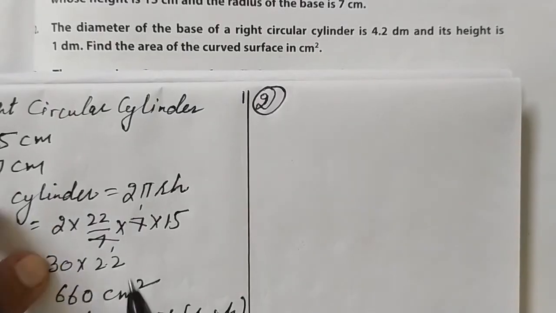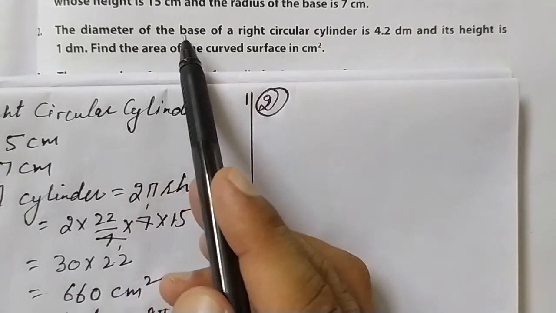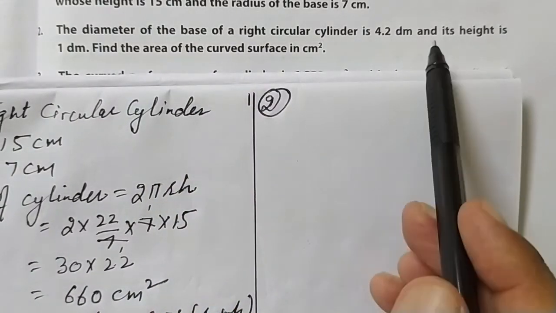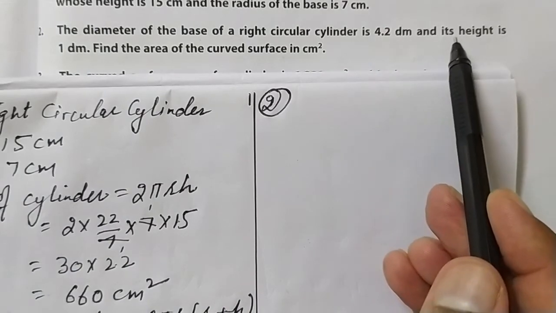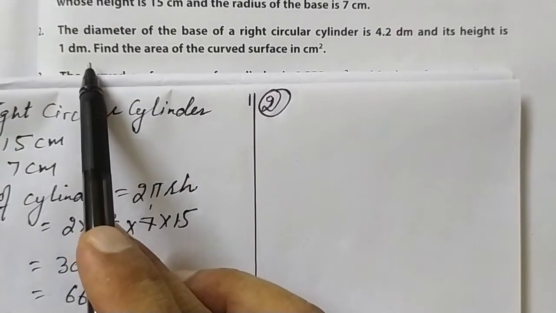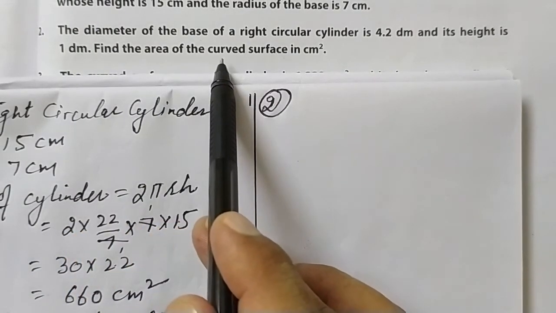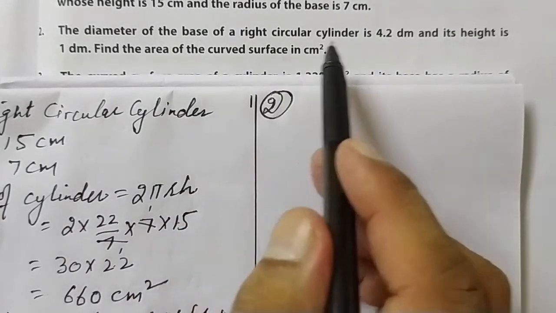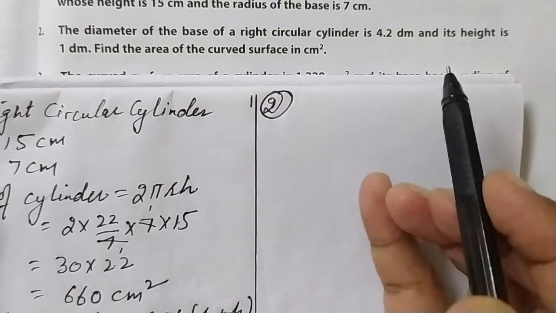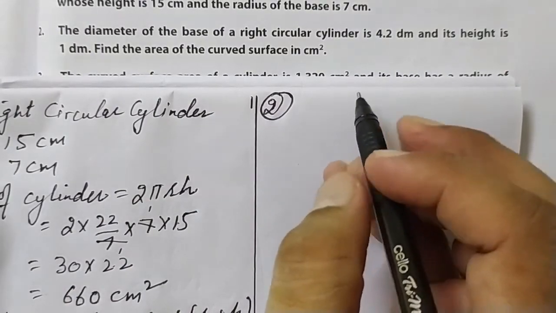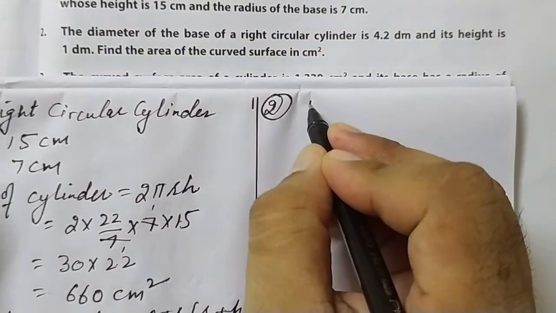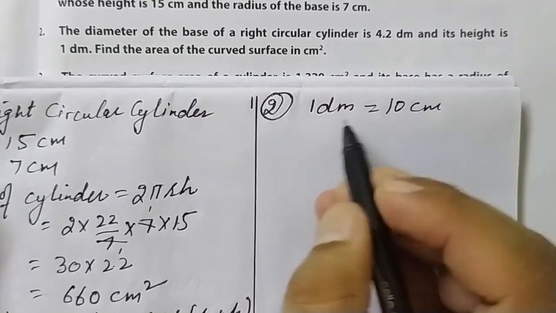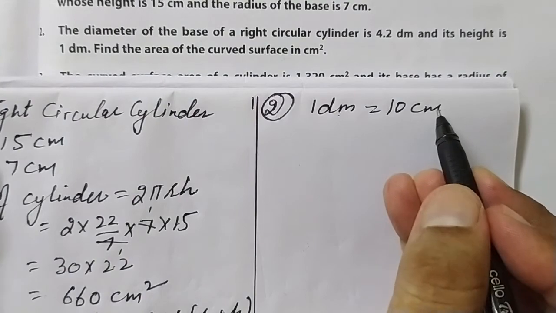Now let's do the second question. The diameter of the base of a right circular cylinder is 4.2 decimeter, dm is decimeter, and its height is 1 decimeter. Find the area of the curved surface in centimeter square. So first of all, I want to tell you what a decimeter is. So 1 decimeter contains 10 centimeters. Always remember 1 decimeter is equal to 10 centimeter.